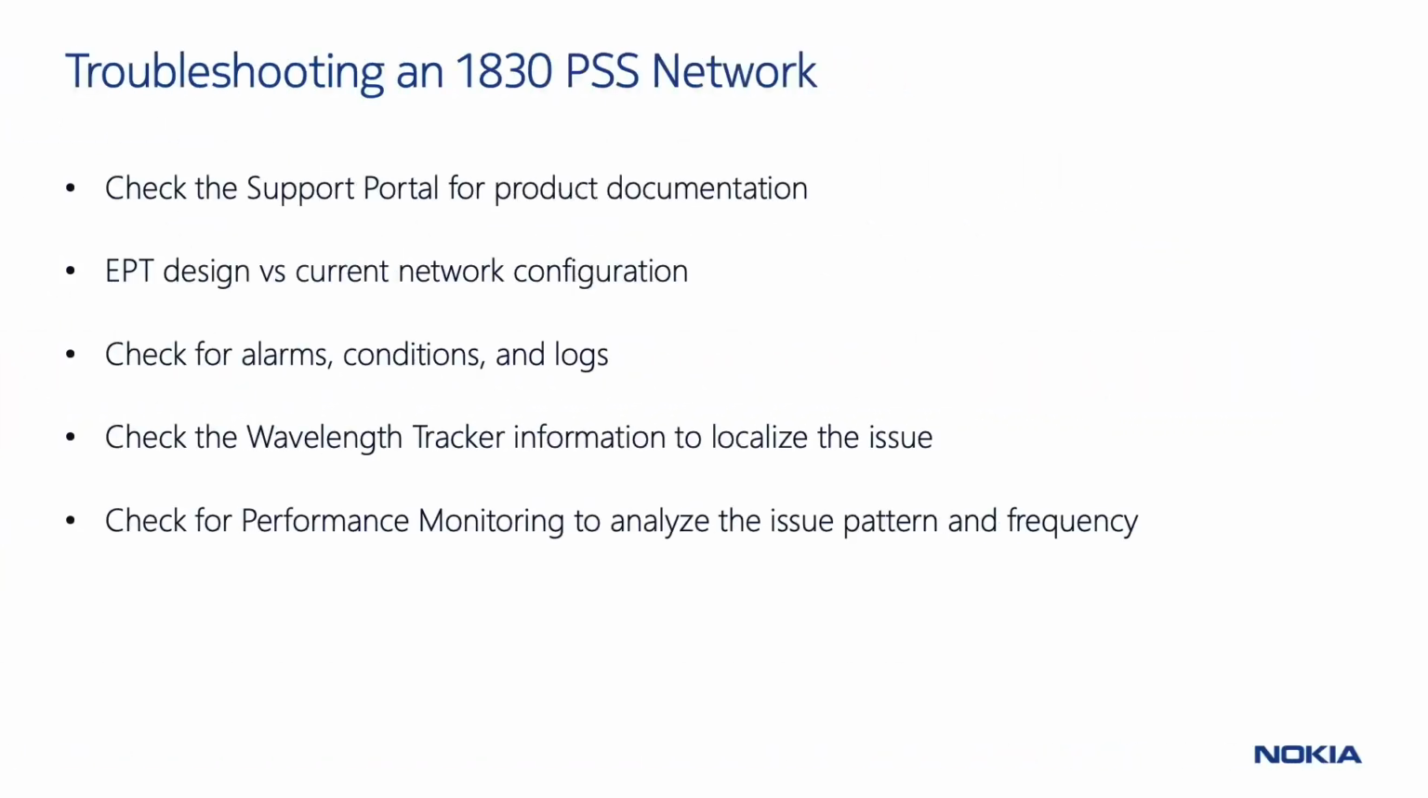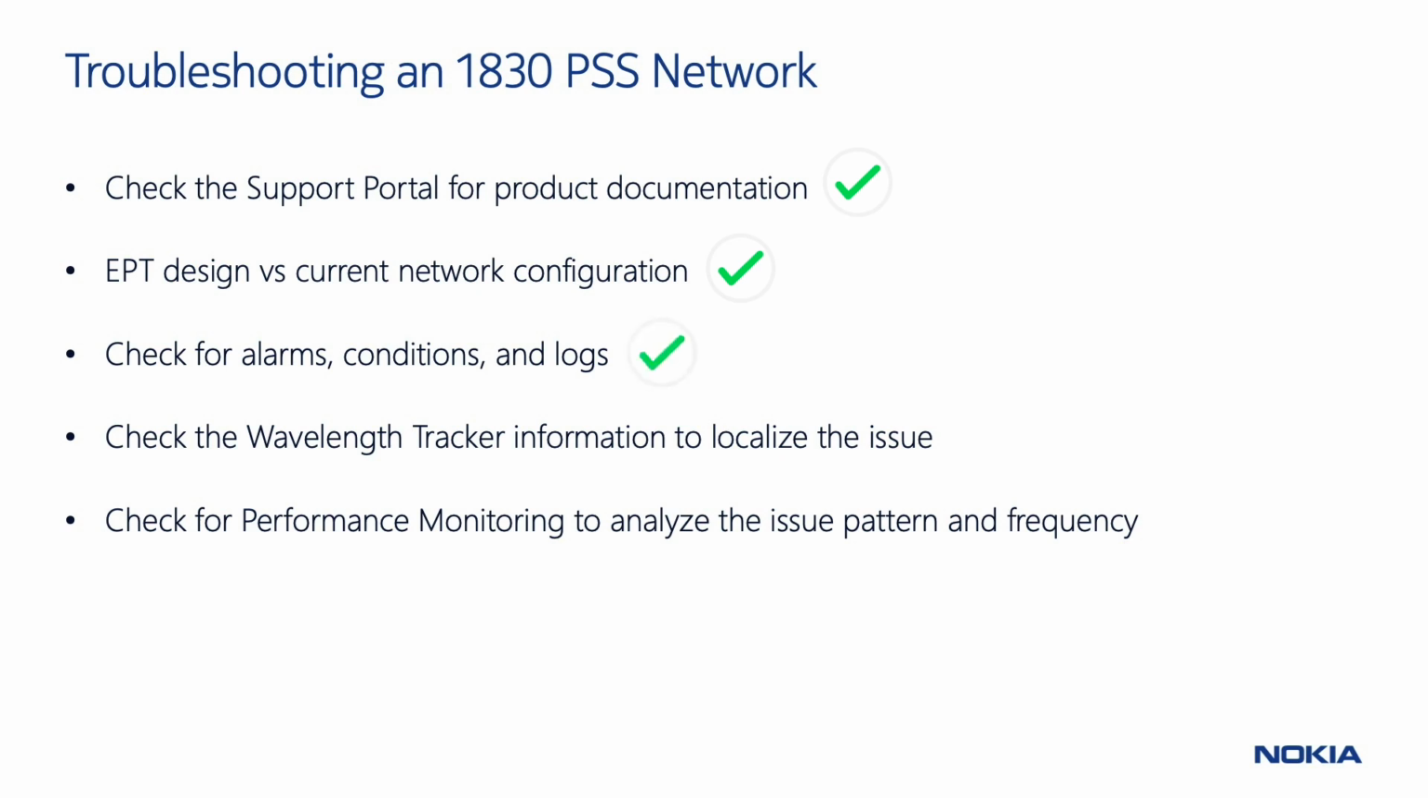Several ways are available to troubleshoot a technical problem. Depending on the type of issue detected, one or more of the approaches shown here can be used to tackle the problem. 1. Check the documentation available on the support portal. Is it a well-known issue? Is it a real issue? 2. Compare the network design provided by the EPT with the current network configuration. Is the actual configuration aligned with the design? Has the initial commissioning been done correctly?